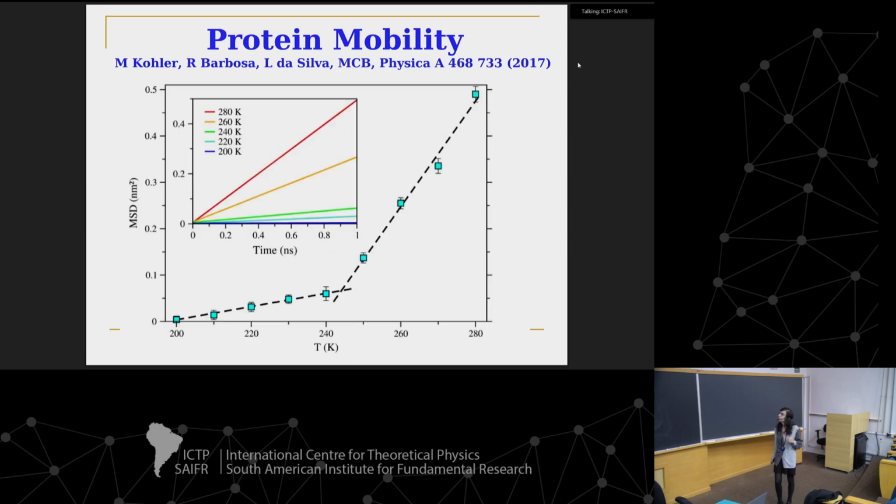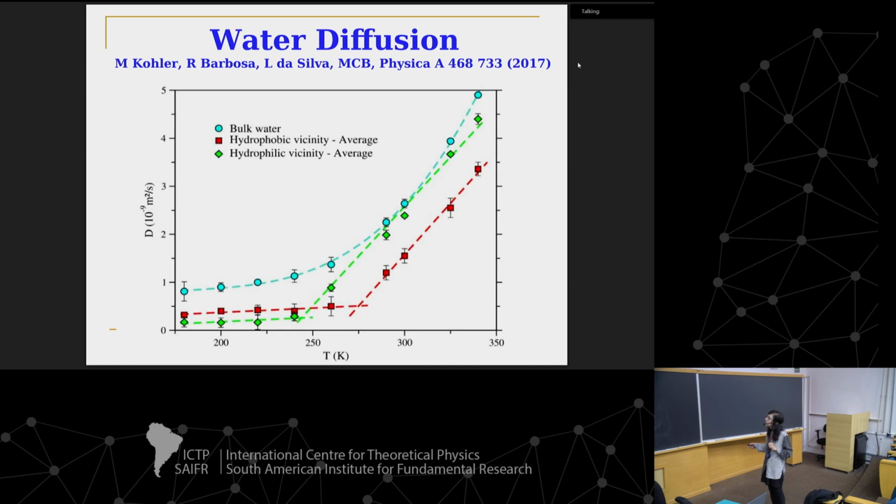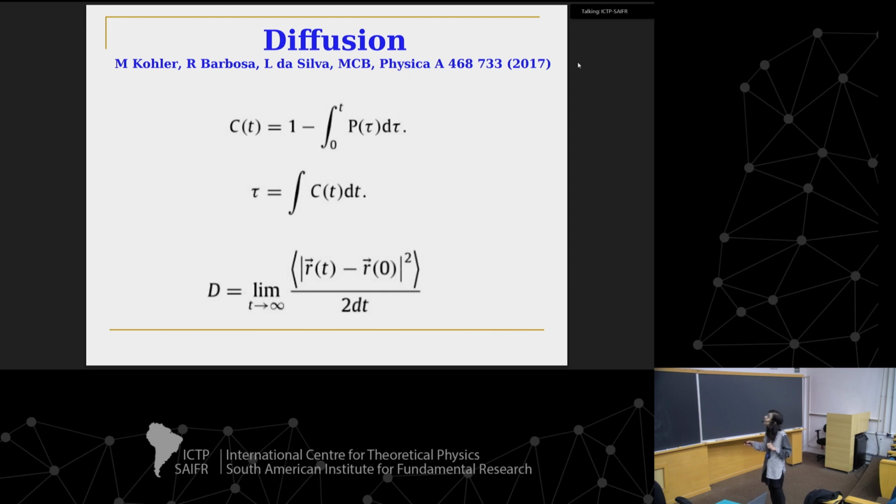So then we decided to calculate the mean square displacement, and these lines show the mean square displacement against temperature, okay? And you can see that we are about the same, you know, look here, oops, okay, what I did.